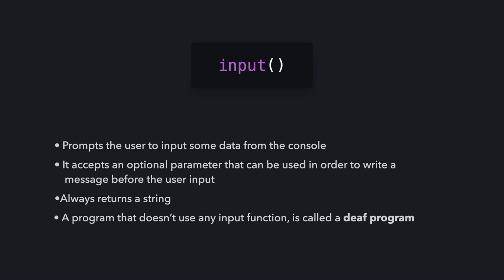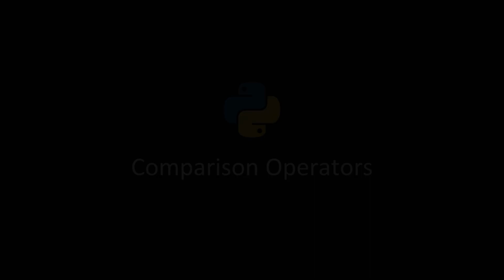Let's summarize what we've learned about the input function. When using the input function, the program stops and the user gets prompted in order to submit a value. If you want to add a string in front of the user input, you can do so by passing the string to the input function. The result of the input function is always a string. With typecasting, however, you can change this to be a numeric type. And a program that doesn't use any inputs is called a deaf program.